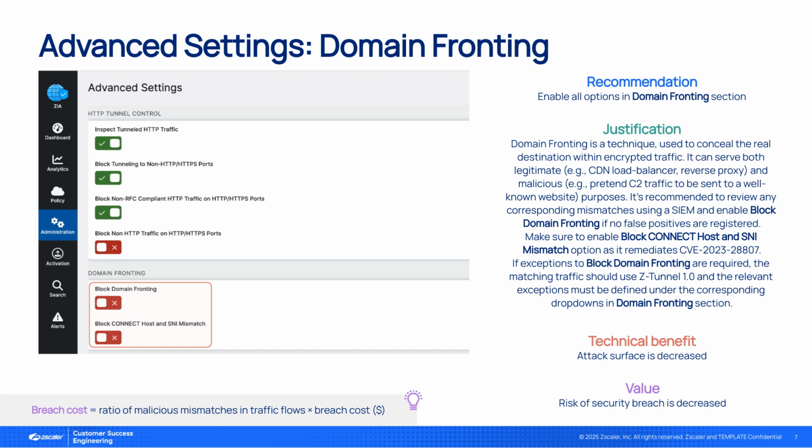Similarly, it's recommended that you enable the domain fronting protections in this section. Although domain fronting can have legitimate uses, it can also be used to disguise command and control traffic. Before enabling these settings, it's recommended that you review any instances of domain fronting observed in your logs to validate whether or not you need to configure exceptions, and that you continue to monitor logs for some time after enabling this setting. That's it for this video.